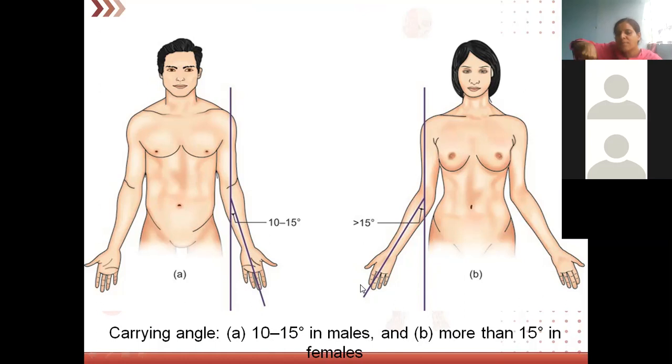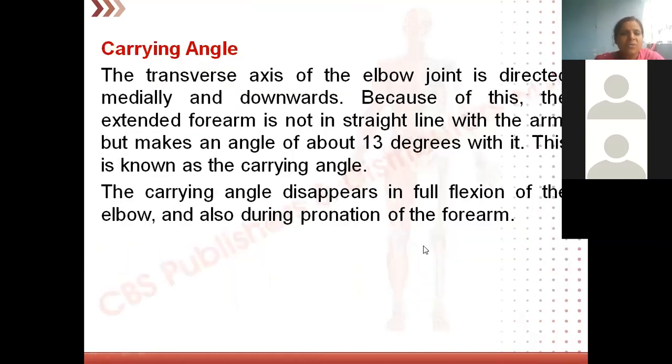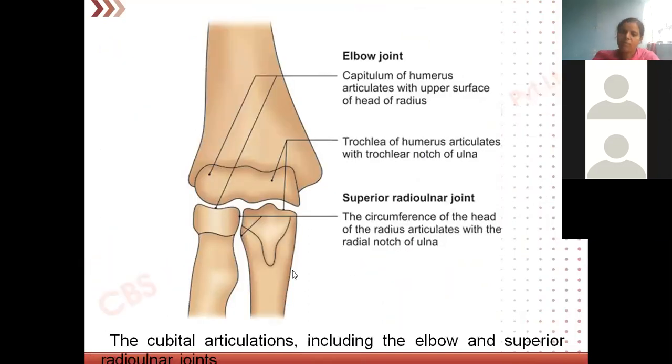The importance of this carrying angle, why our limb at the elbow region is a little away from the body, is that it allows our limb to carry heavy weights, like when we carry buckets. That is the function. The transverse axis of the elbow joint is directed medially and downwards. Because of this, the extended forearm is not in a straight line, but makes around a 15 degree angle, which is called the carrying angle. So that is also one of the important questions we have here.